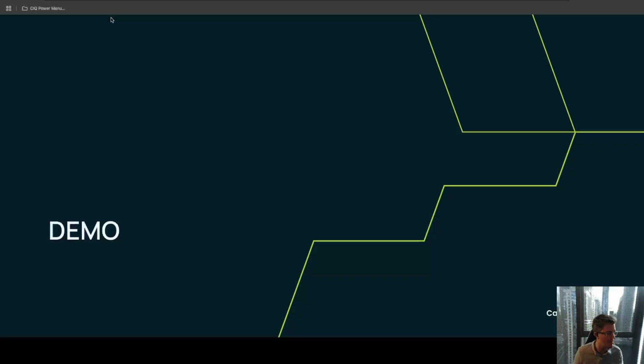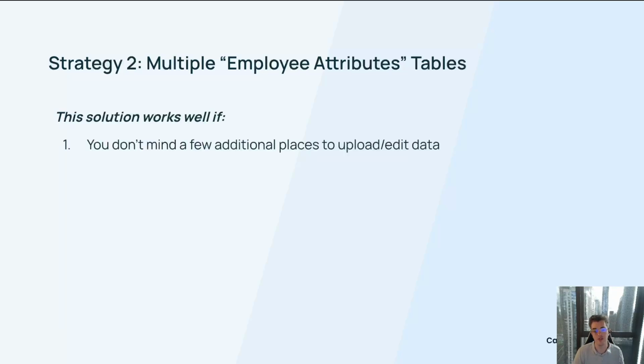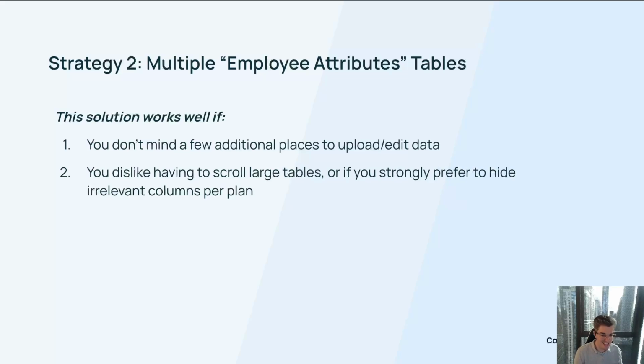So we're going to reset here and go back to our presentation to discuss our next table strategy. This one we call the multiple employee attributes tables. This solution works well if you don't mind having a few more places to upload and edit data. Also, if you dislike having to scroll large tables, or if you strongly prefer to hide stuff that isn't relevant, in particular columns. So if you are sensitive organizationally to that big table, if scrolling through that gave you a panic attack and just made you feel icky, then perhaps multiple tables is the way to go for you.